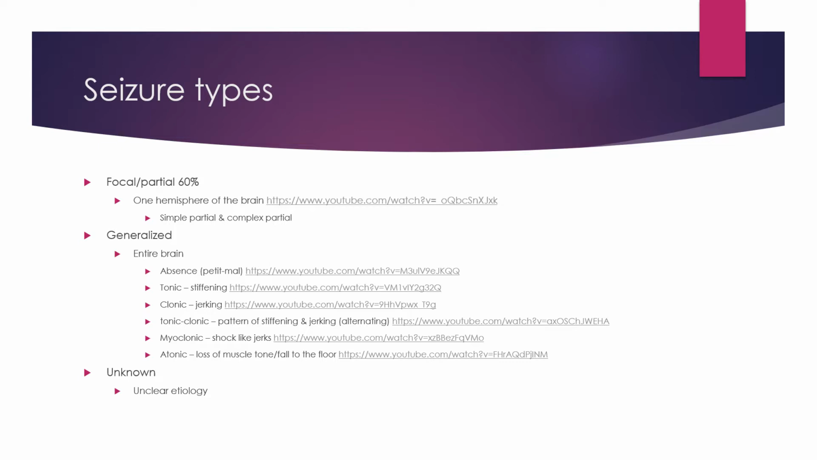So first up is focal partial. Focal meaning to one area, and there are simple partial and complex. These types of seizures we often see when one hemisphere of the brain is affected. Usually things like a stroke, which is one-sided, will cause seizure or abnormal movements in the opposite side of the body. So if there's a stroke on the left side of the brain, you'll have seizure or abnormal movements on the right side. So you can watch that there.